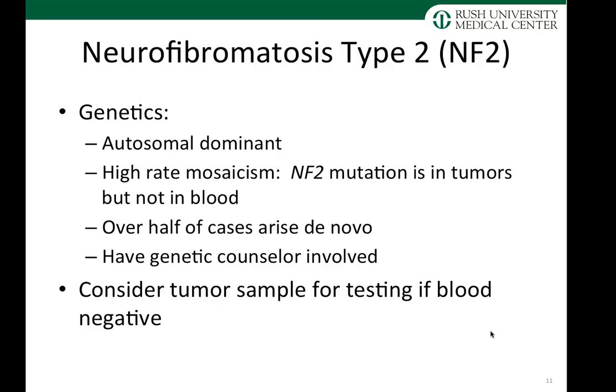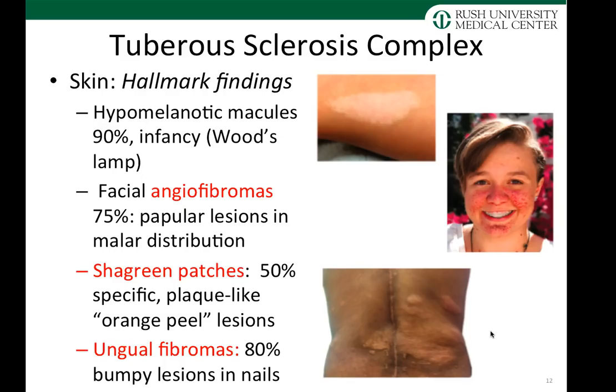The other issue with NF2 genetics is that about half the cases arise de novo. And so it's really important to get a genetic counselor involved who can explain some of these intricacies to the families, especially if they're planning to have additional children. If you have a patient you suspect has NF2 and you send their blood sample for genetic testing and it's negative, you may consider sampling the tumor as you may find the mutation there.